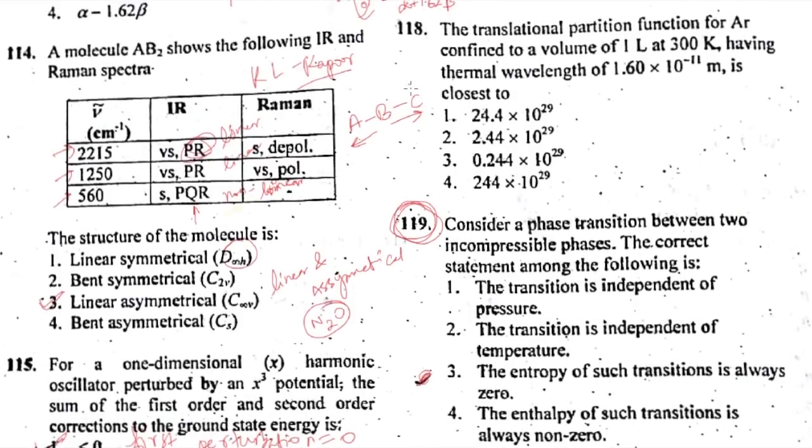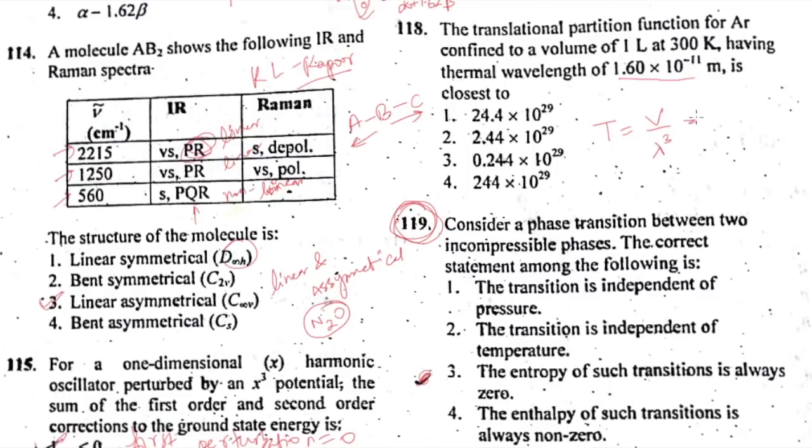Okay, now talking about 118, it says that the translational partition function of Ar confined to a volume of 1 liter at 300 Kelvin, having a thermal wavelength of 1.6 into 10 to the power minus 11 meter, is closest to. In order to calculate this, the translational partition function is given by V upon lambda cube, where V is the volume and lambda is the thermal wavelength. Now the volume over here is in liter and the wavelength is in meter, so you have to convert it.